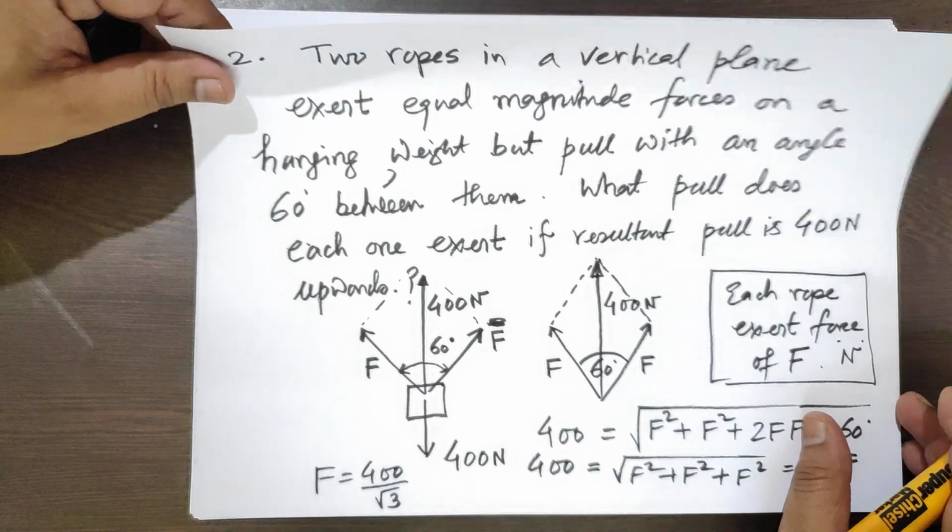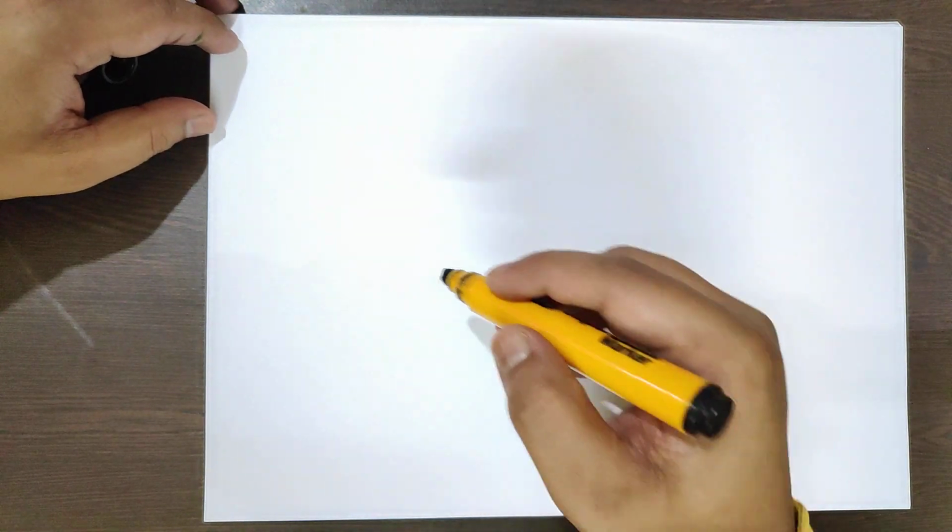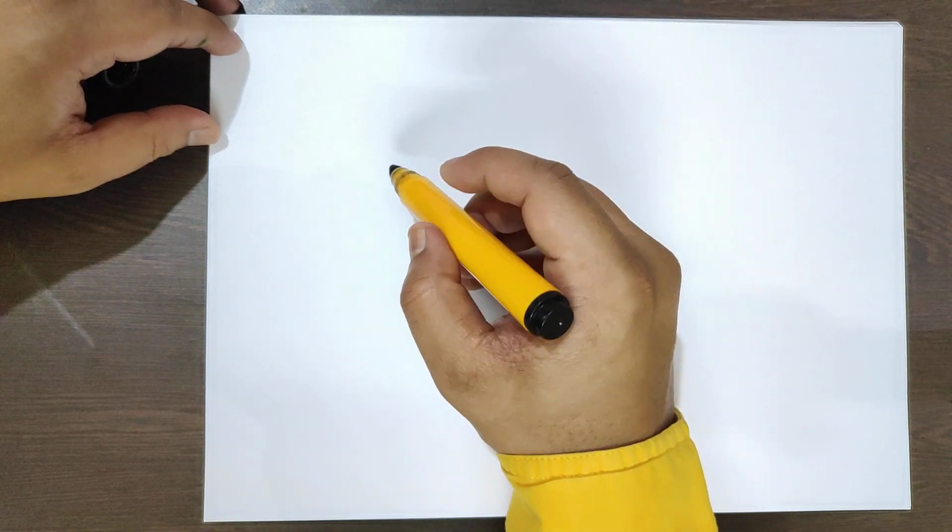Okay, now this is quite simple. You could have used triangle law also, right? You could have used triangle law to solve the same problem, or you could have used the component method also to solve the same problem. So how to use the component method to solve this problem I will show.